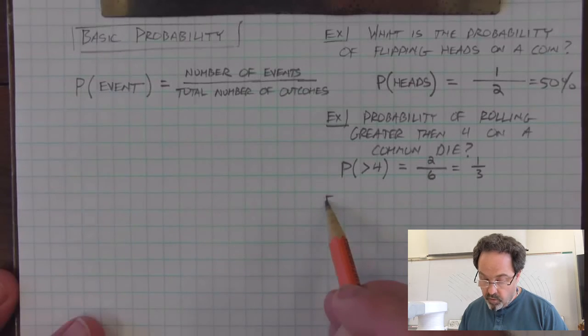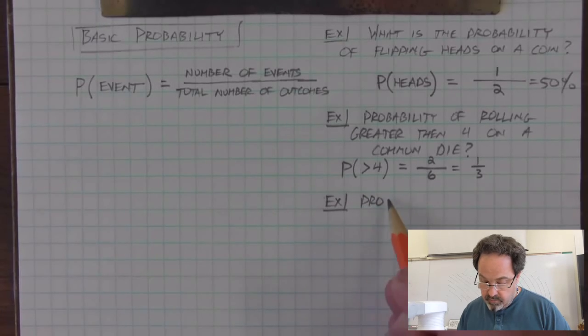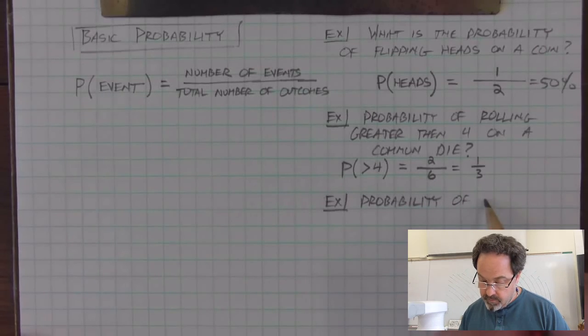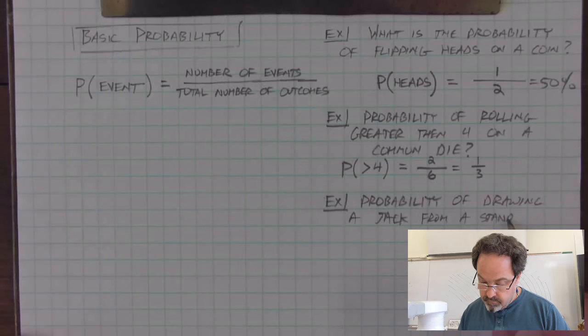We're going to ask one more probability question. What is the probability of drawing a jack from a deck of cards? In probability notation, we could be asking P, the probability of drawing a jack, J for short.